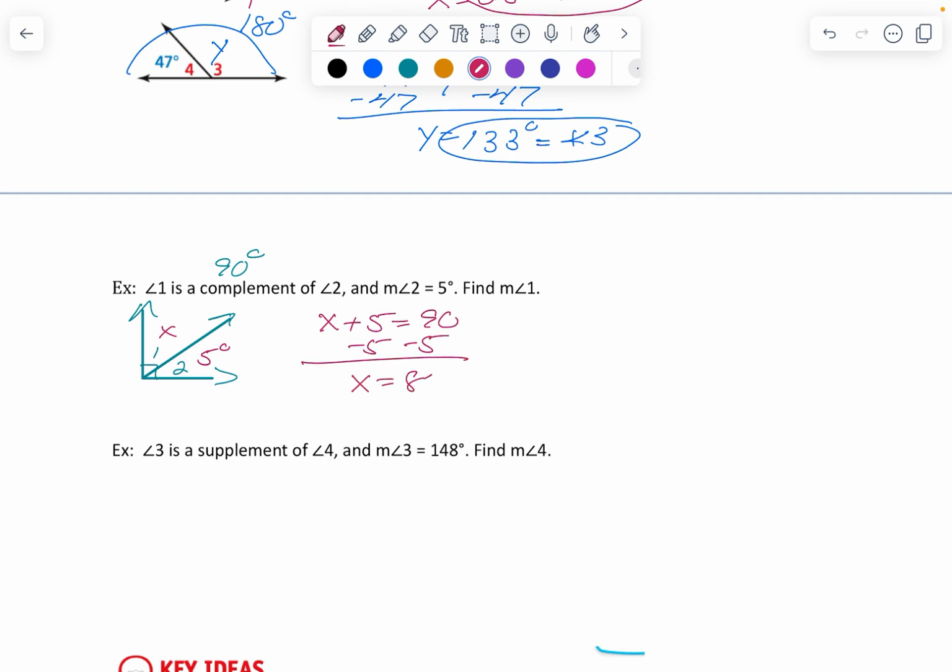X equals 85 degrees. Now, obviously, I didn't know the measure of angle 1. I didn't know what the answer was going to be, so I just made a picture that showed two angles that equal 90. But obviously, it's not drawn to scale because it would probably look more like this. Angle 2 would be a little sliver, and this would be 85, and that would be 5 degrees.